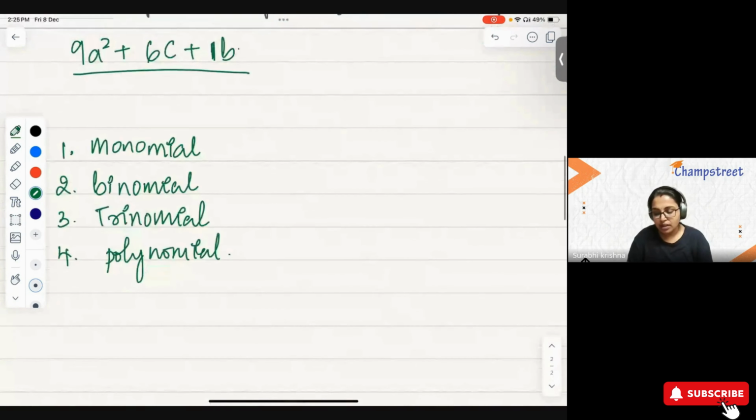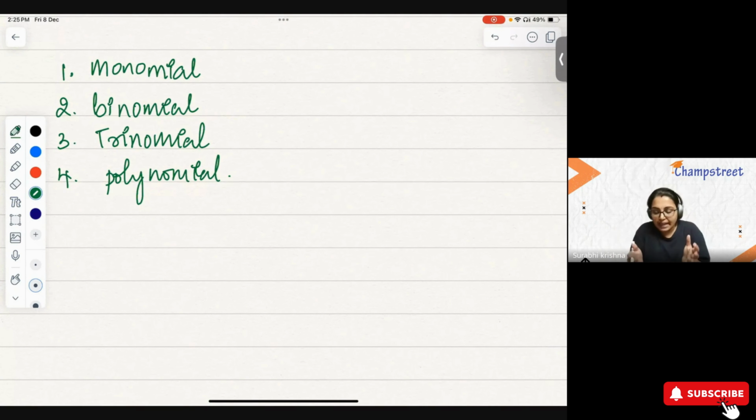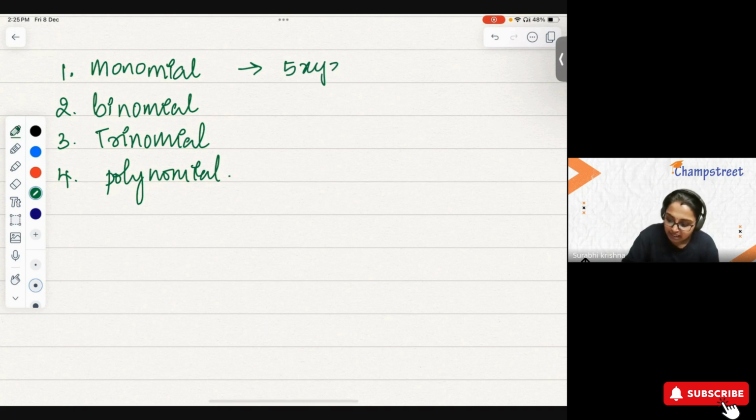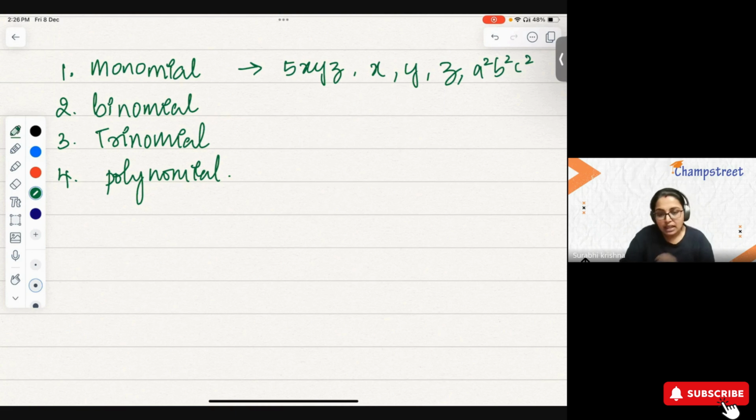So basically, there is no restriction saying you should have this many variables, it's just that you have this many terms, right? So monomial could be 5xyz, or just x, just y, just z, right? So a square, b square, c square. A term is nothing but the algebraic expressions separated by plus or minus, right? So these are the terms formed in the expression.